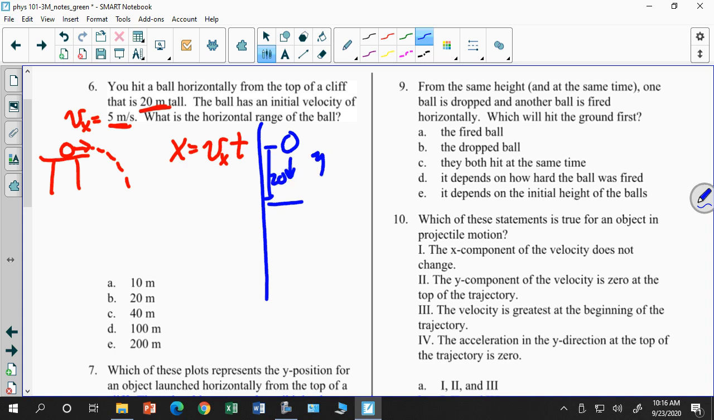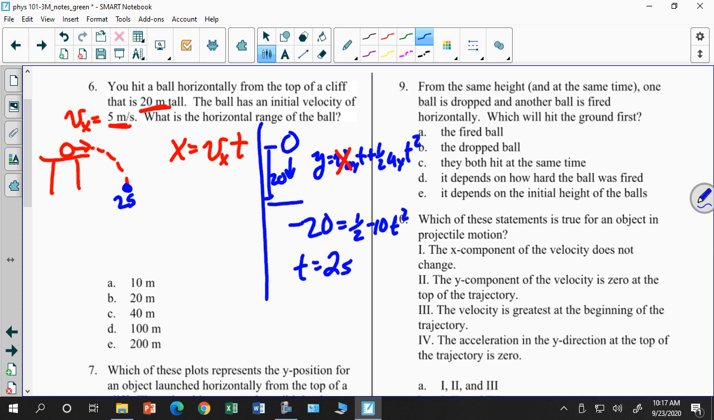I would say y is equal to v naught y t plus 1/2 ay t squared. Fortunately, v naught y is 0. So that term goes away. Otherwise, I have to use the quadratic to solve this. y is negative 20 equals 1/2 times negative 10 times t squared. So t is equal to the square root of 4, or 2 seconds. It takes 2 seconds to get here.